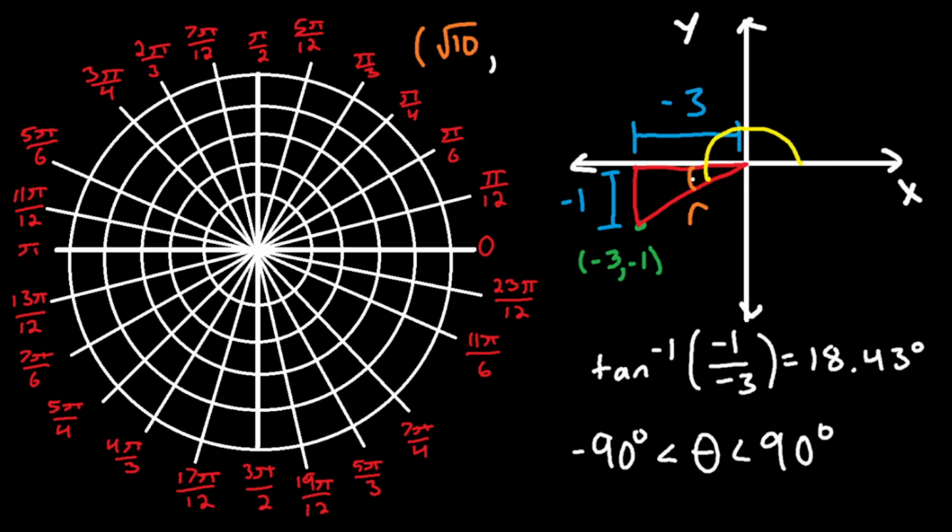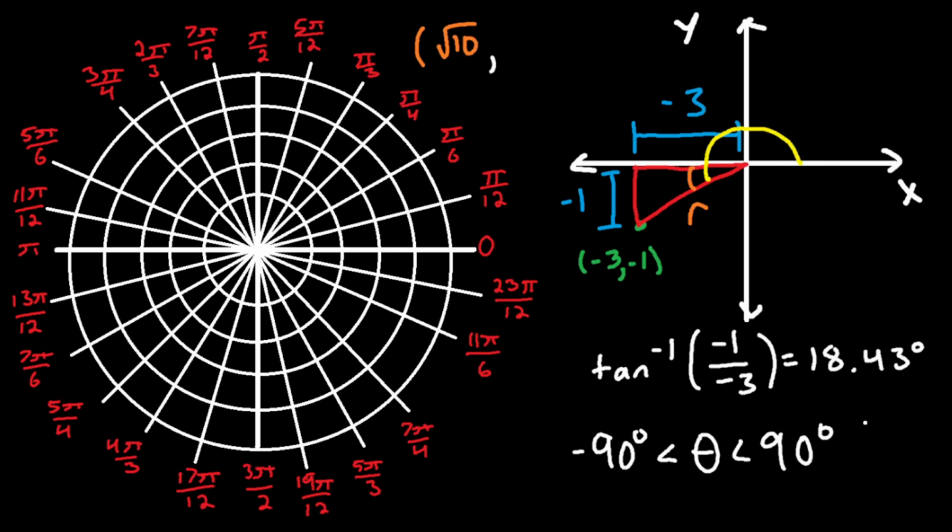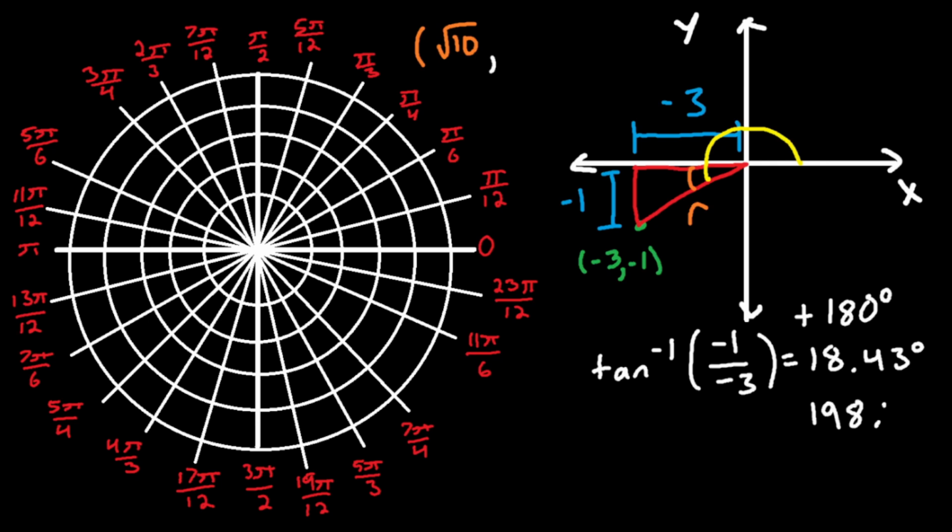Here's the thing. This angle right here is not within positive 90 or negative 90. This right here is negative 90. Anything past this quadrant to the left is no longer negative 90 degrees, and anything past this upper quadrant to the left is no longer positive 90 degrees. So inverse tangent only correctly outputs the angles on this side of your coordinate plane. So what you have to do here is simply add 180. When you add 180, you will get the right angle, which is 198.43 degrees.